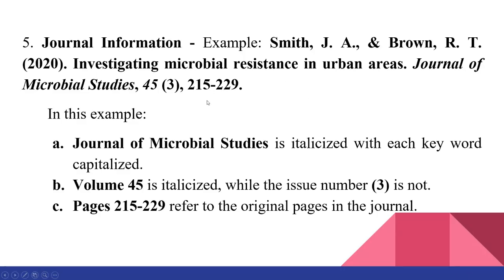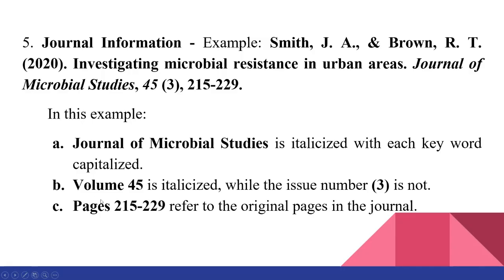Then come page numbers. List the page numbers as they appear in the original publication and not based on your own copy or PDF which you have. So this is one example which has been given completely. In this you can see first the names of the authors, there were two authors, followed by the year of publication in parentheses, followed by the name of the research paper, followed by the name of the journal in italics, then the volume number in italics, the issue number in parentheses, and lastly the page numbers.